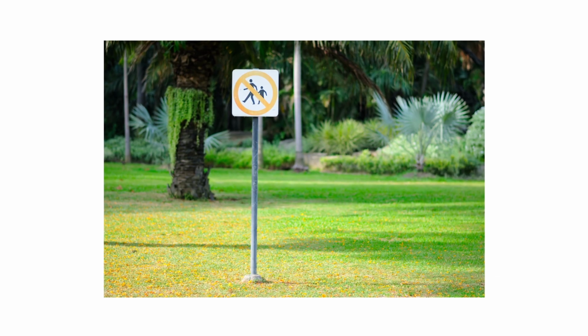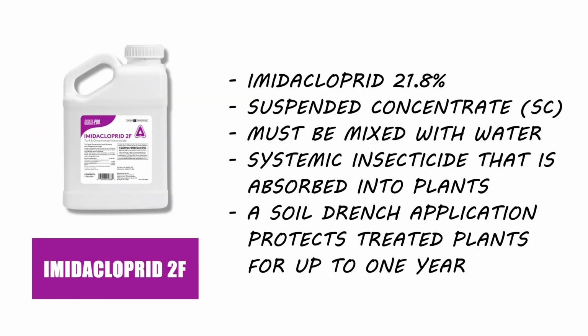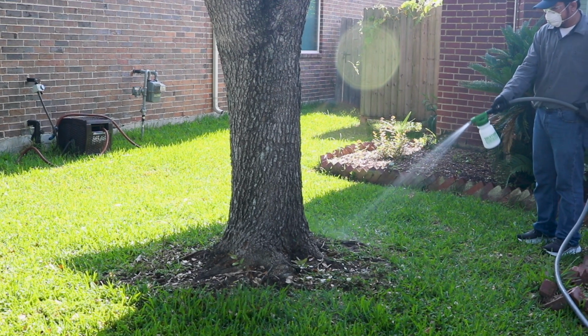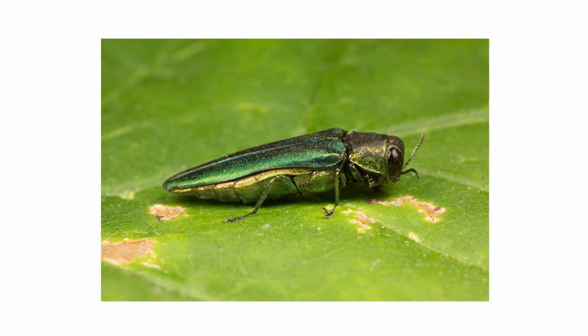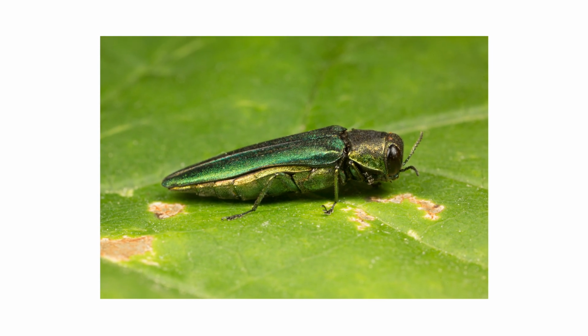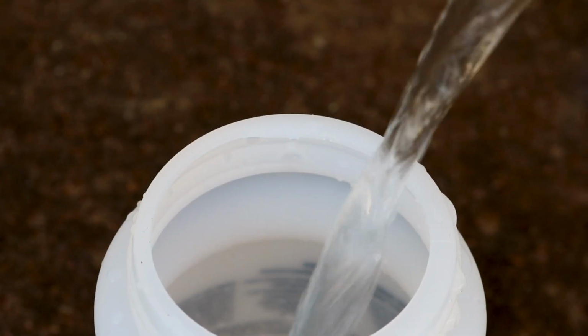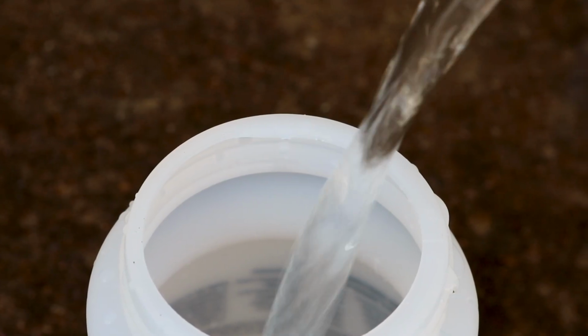To manage emerald ash borers on your property, use an insecticide like Imidacloprid 2F. Imidacloprid 2F is a long-lasting systemic insecticide designed to protect trees, shrubs, and turf. When applied as a drench treatment, the product is absorbed by plants through their roots. Pests that feed on treated plants will ingest the product and die out. This product is a liquid concentrate, so it will need to be mixed with water before application.